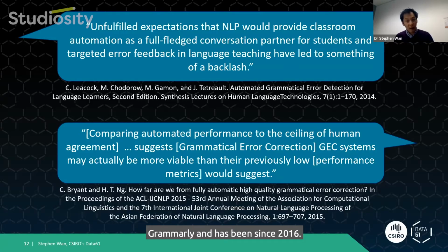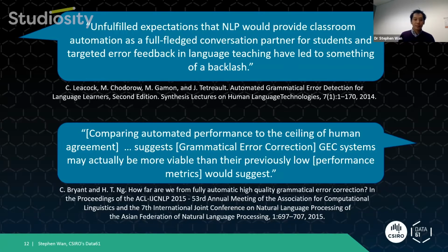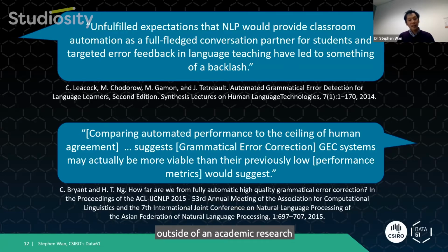Leacock, after all, is working at Grammarly and has been since 2016. Two other key researchers in the field, Bryant and Ng, also analyzed the state of research in 2015, and they concluded that systems for automatically correcting grammatical errors seem to vary about as much as human editors do. So perhaps we're reaching the ceiling of the limit where automatic tools can head. And they suggest that this kind of technology is thus ready to trial in the real world and outside of an academic research setting.